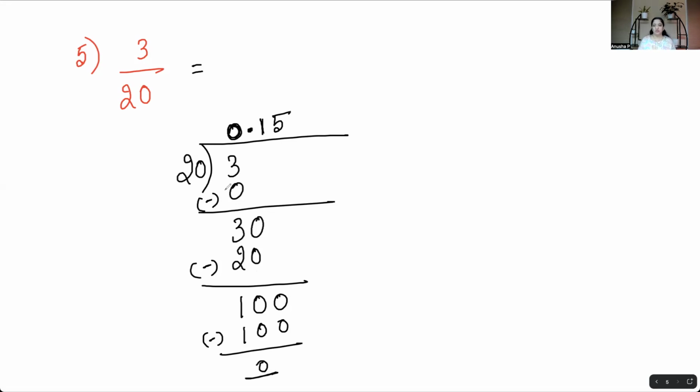So for 3 over 20, we write 20 outside and 3 inside. 20 times 0 is 0. Then 3 minus 0, we got 3. We are converting it into a decimal number, so we keep a decimal point here and bring the 0 down. So 20 times 1 is 20. 30 minus 20 is 10. Because of the decimal point, we bring one more 0. So 20 times 5 is 100. So 3 divided by 20 is equal to 0.15. This is the quotient.